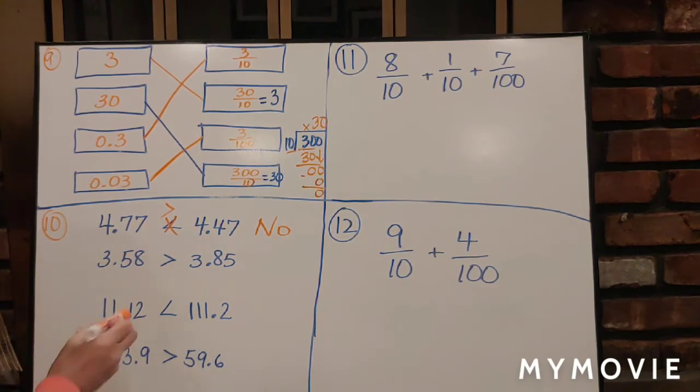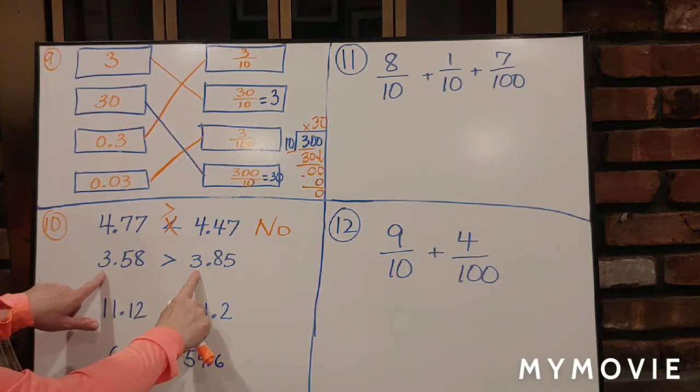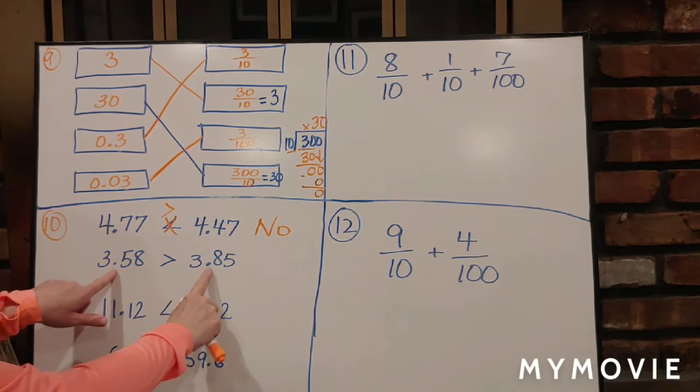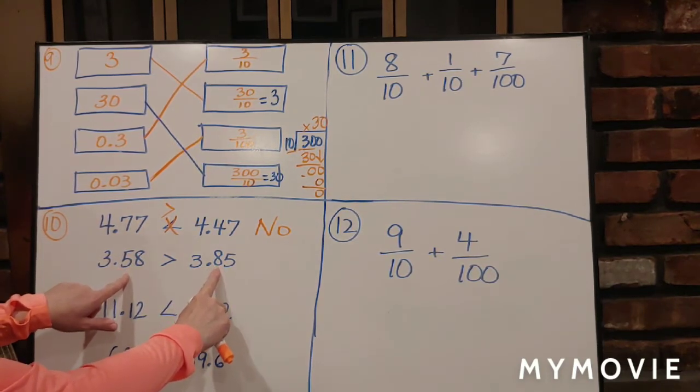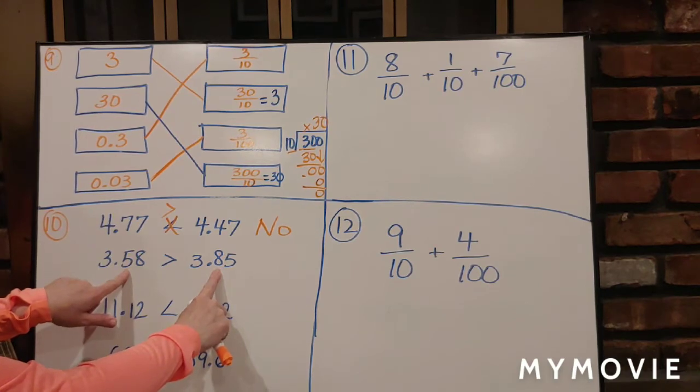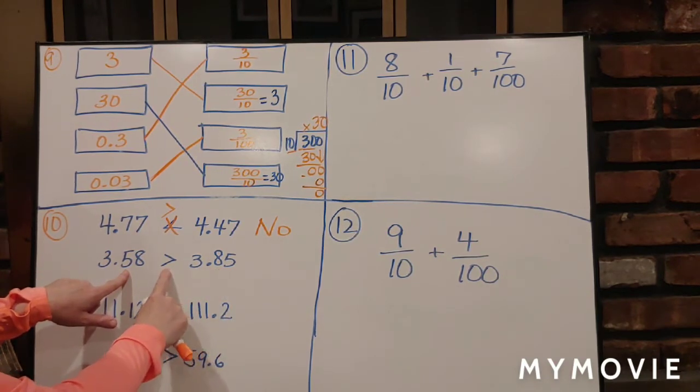All right, next one. Our ones column, both have 3s in them. That's equal. Then we have our decimal points. Now we go to our tenths column. 5 is less than 8. Does that say less than? No.